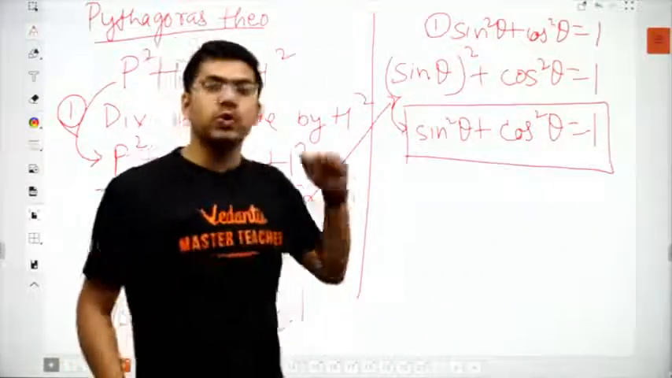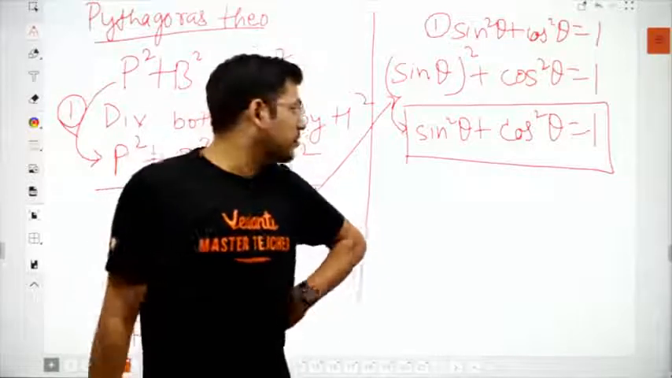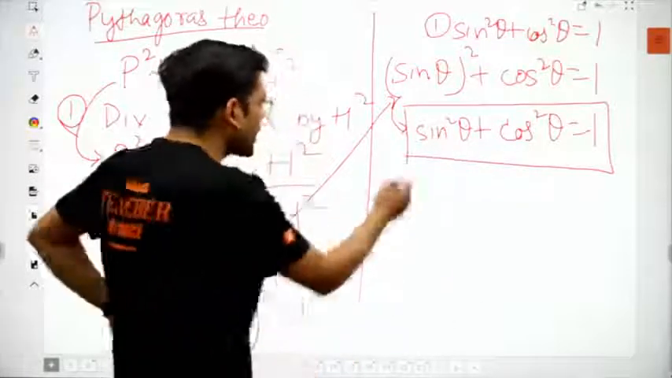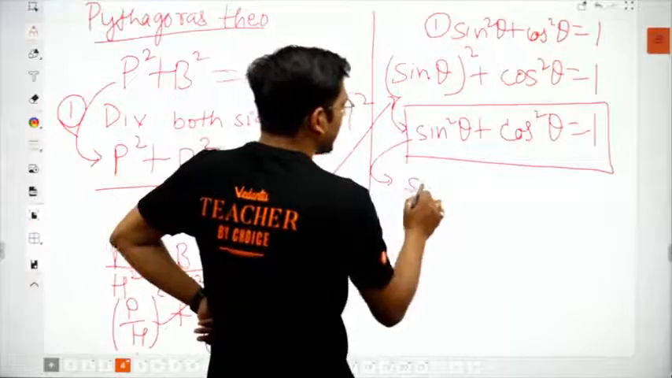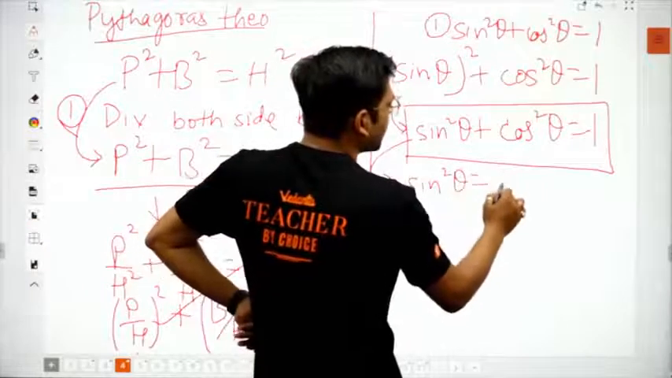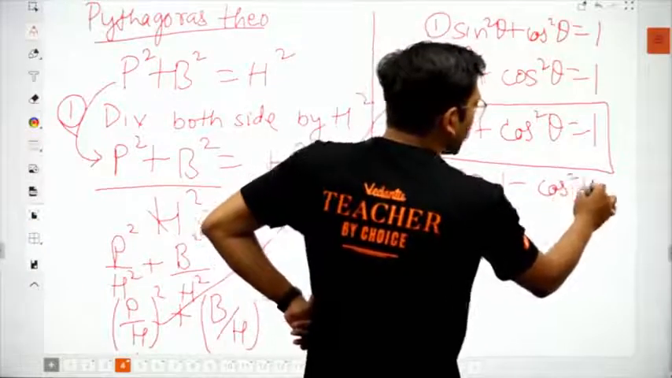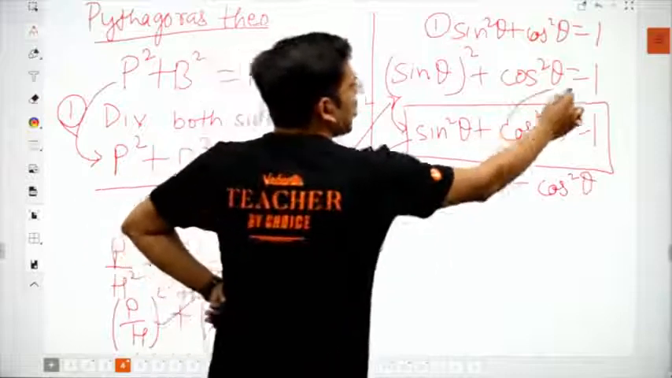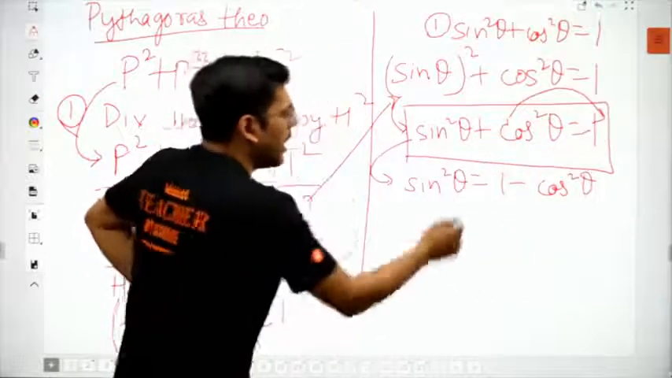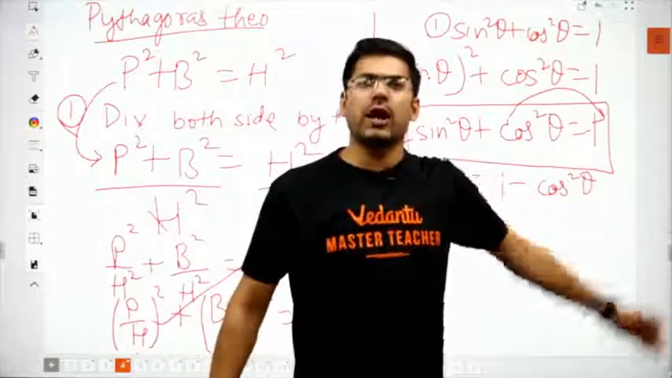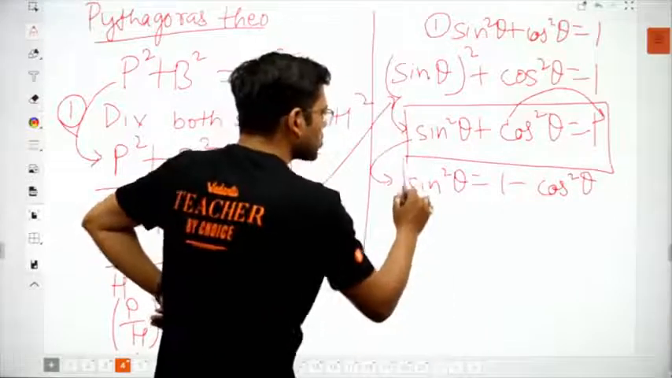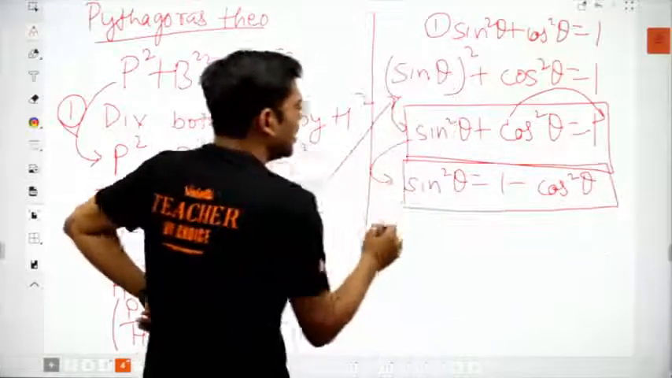And how can we use it? Means what are the number of ways in which this formula can be used? I'll tell you that also. This can be written as sin square theta is equal to 1 minus cos square theta. See, ये cos square को मैं इधर भेजा. I have just sent this cos square theta to the right hand side. So this is again another formula.